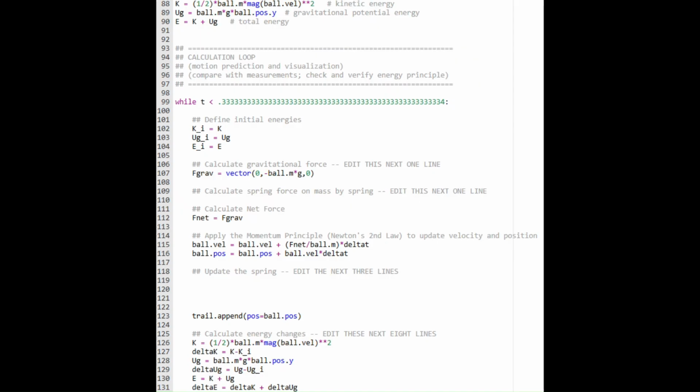Here at the top, you can see how the kinetic energy was put in terms of the ball's velocity and mass, along with the gravitational potential energy and then the total energy of the graph.